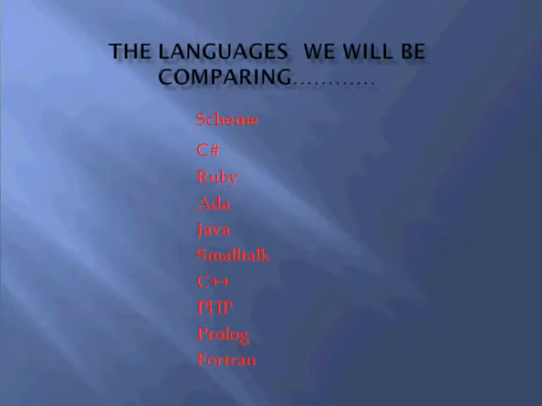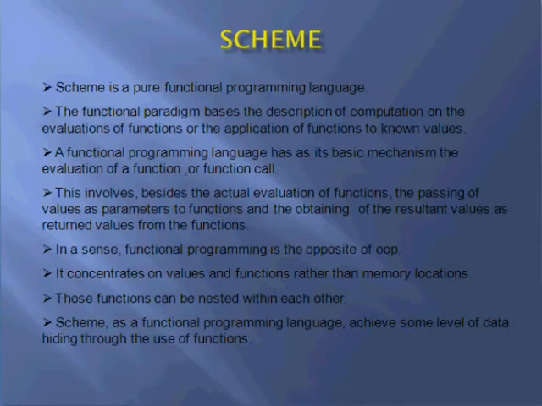These are the languages that we'll be taking into consideration; that is, data hiding techniques used in these languages will be discussed in detail. Scheme is considered to be a pure functional programming language. It does not use a kind of encapsulation to hide its data. Instead, it uses functions in achieving the goal of data hiding.